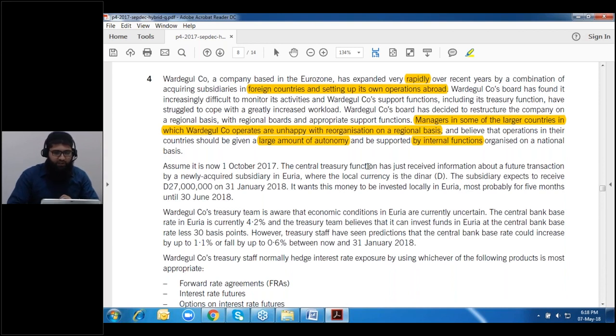They've actually acquired subsidiaries in foreign countries. They have set up their operations abroad. That's what they have done.